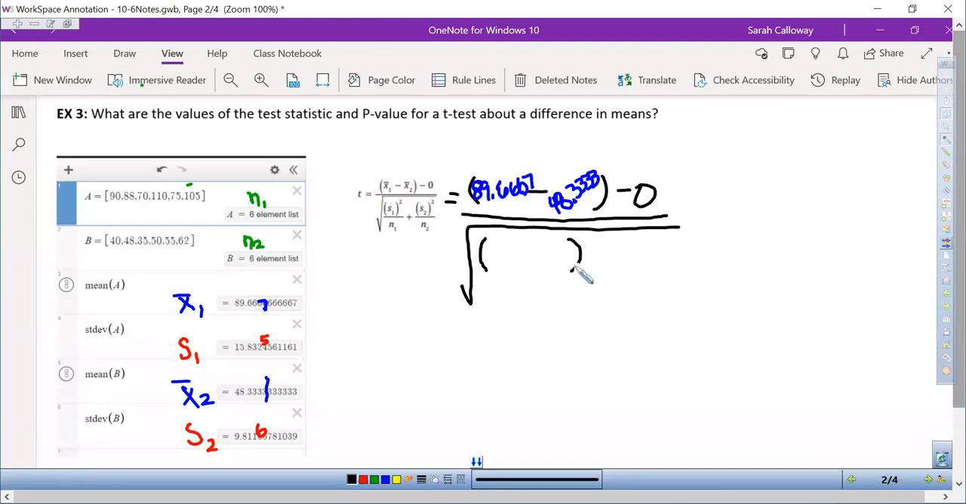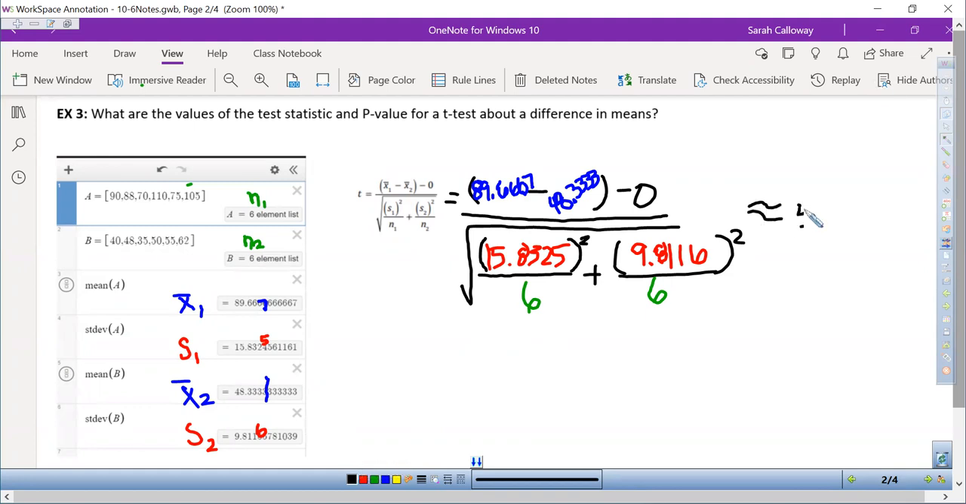of our standard deviation squared divided by our sample size, and the sum of that for both of our data sets. So we're going to plug in 15.8325 and 9.8116, all over our sample sizes, which were both 6. Okay, so calculating that, it gives us a t-value of about 5.436.